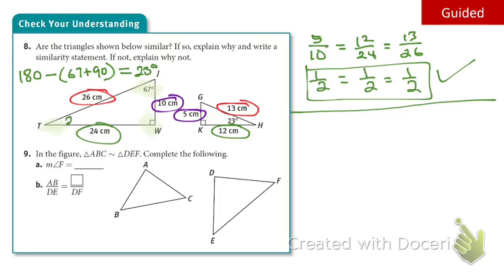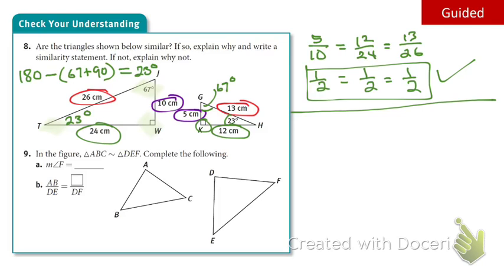So this angle is 23 degrees. In this other triangle over here, this angle is 23 degrees. So then what's this angle? Well, if this is 90, then 90 minus 23 is going to give us back 67 degrees. Therefore, all of the angles in both triangles are congruent. Therefore, both of these triangles are similar.